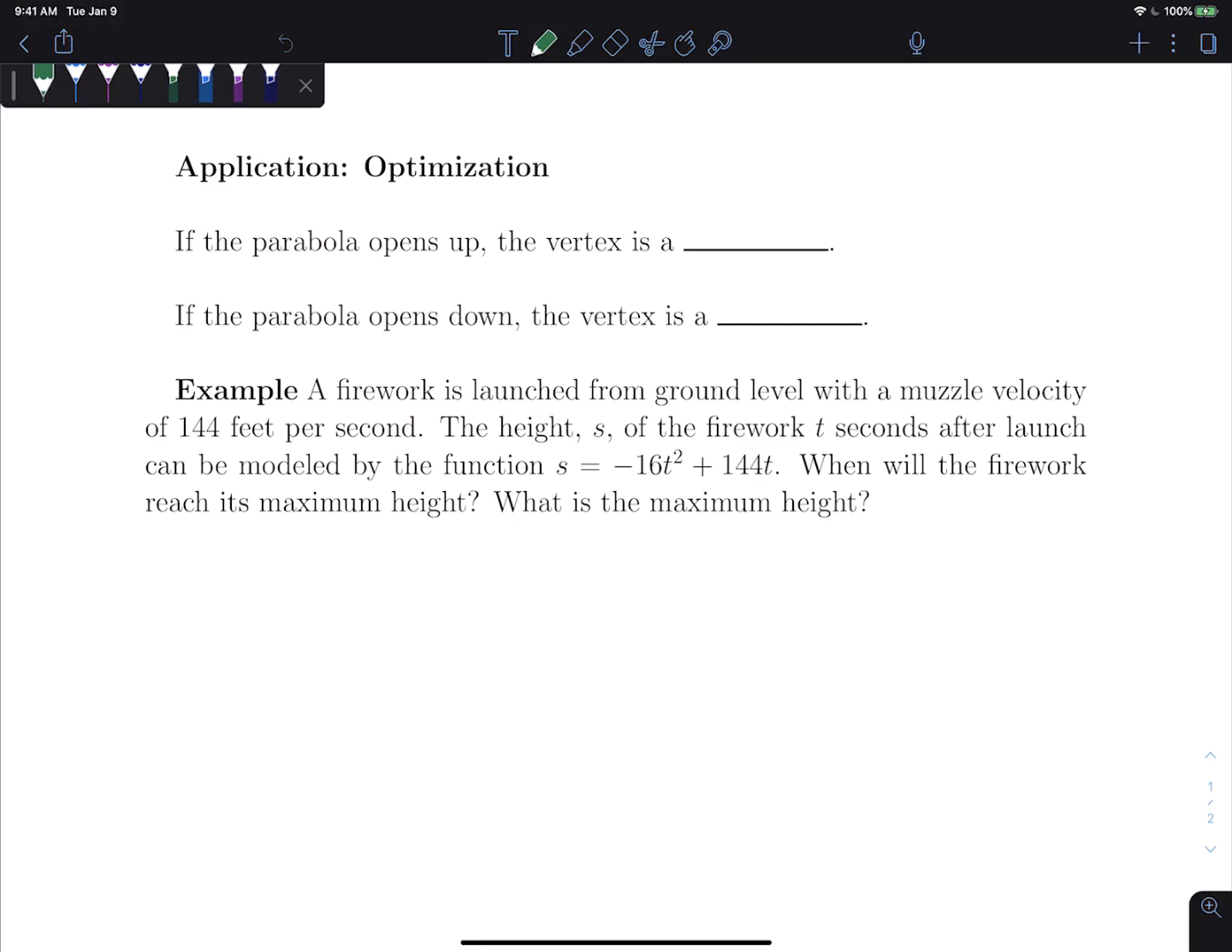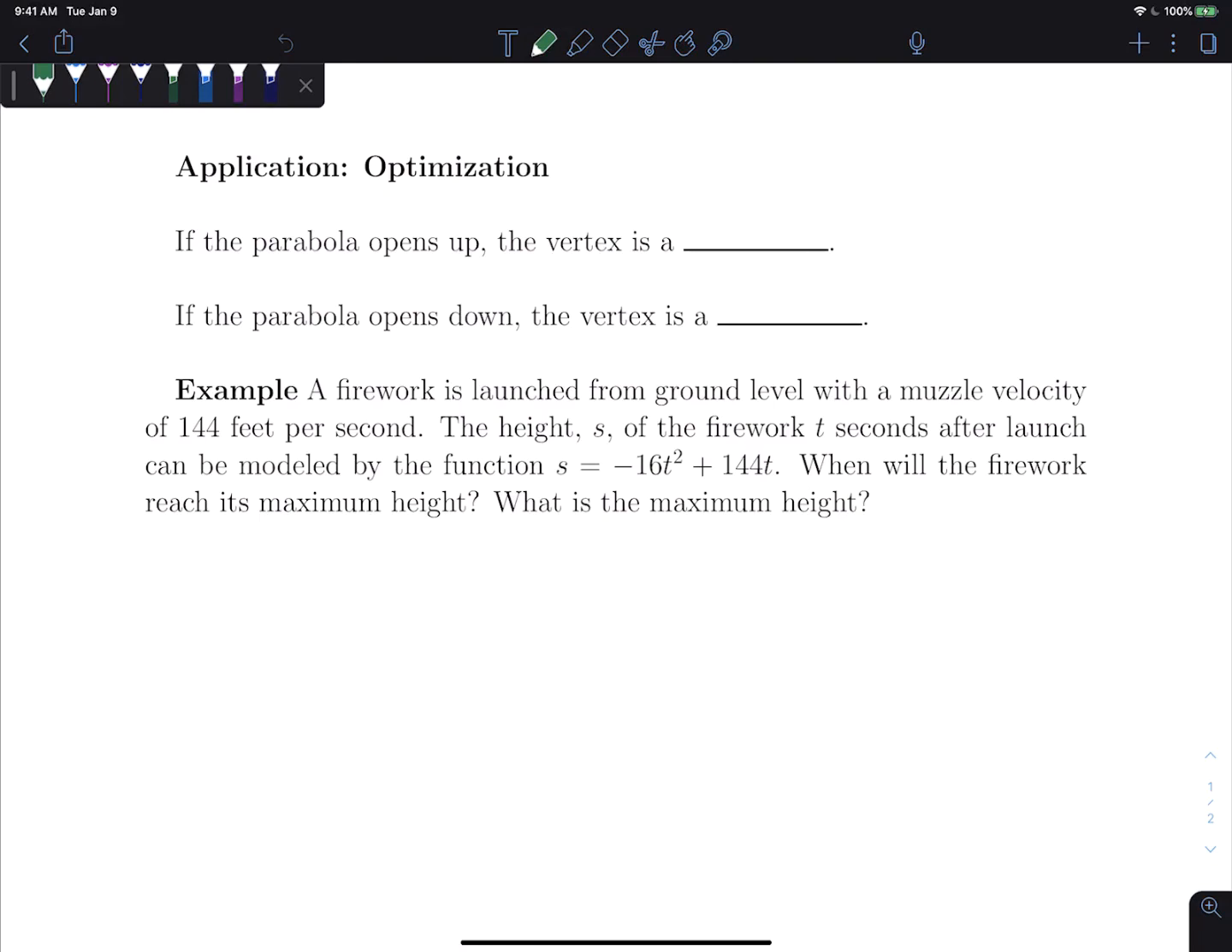Hello. In this video, we're going to look at some more applications of quadratic functions, and we're going to look at optimization. Now, the term optimization really scares people when they hear it. They think it's something really esoteric and difficult to understand. It's really not. All it means is maximum or minimum.